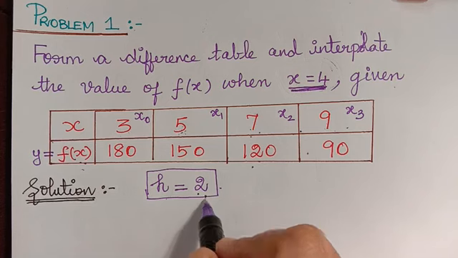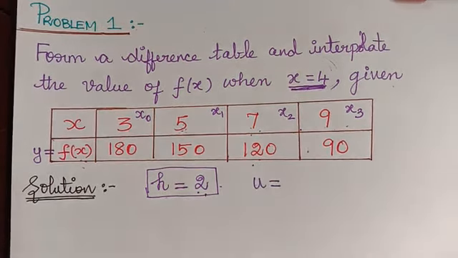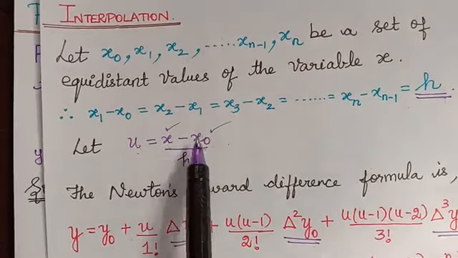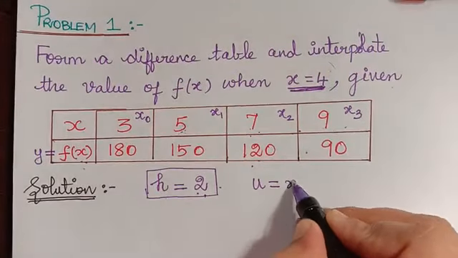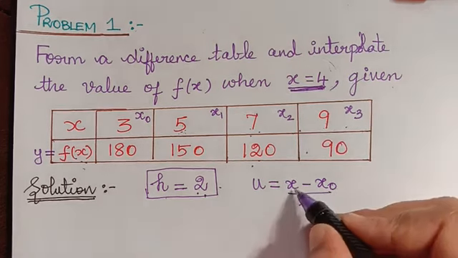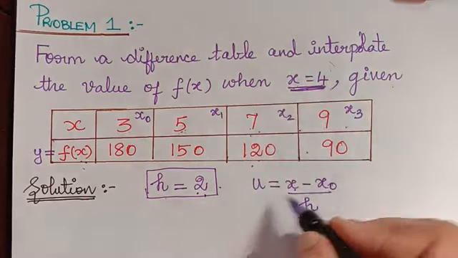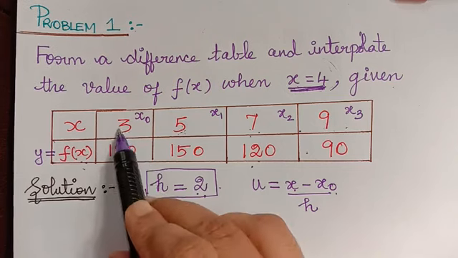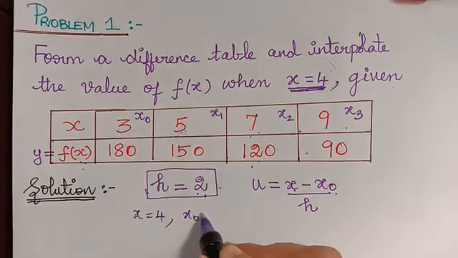After this we have to evaluate u. What is the formula for u? I have already given it in the previous video. The value of u is equal to (x minus x0) by h. So let us write that here: x minus x0 divided by h. Now what is this x? x is the value which is to be interpolated. So here x is equal to 4. And x0 is the first value of the table under x, so that is 3. So x0 is equal to 3.